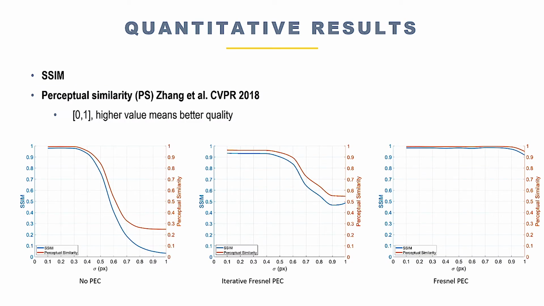We also quantify our results with the image quality metric SSIM and the perceptual similarity. Higher value means better image quality for both metrics. The FPEC method can effectively correct the proximity effect with sigma equal to 0.1 to 0.9 pixel, with only a slight dip at 1 pixel. As a comparison, the IFPEC method suffers from noise starting from 0.4 pixel. The two image metrics are largely consistent with each other.